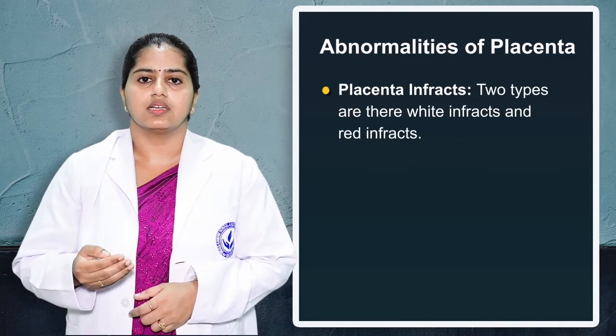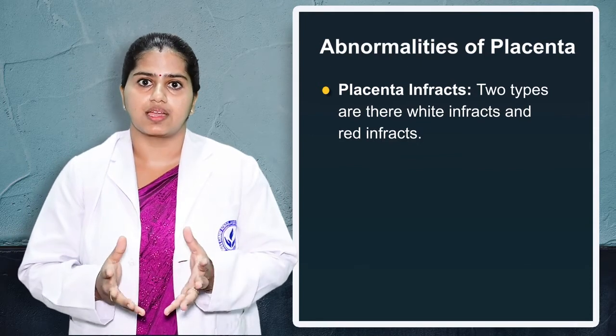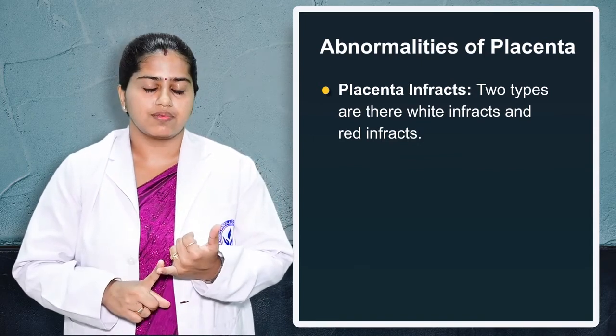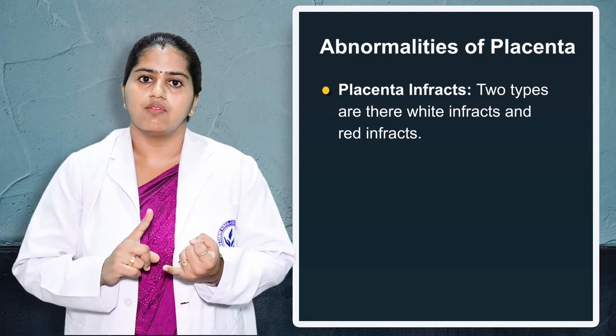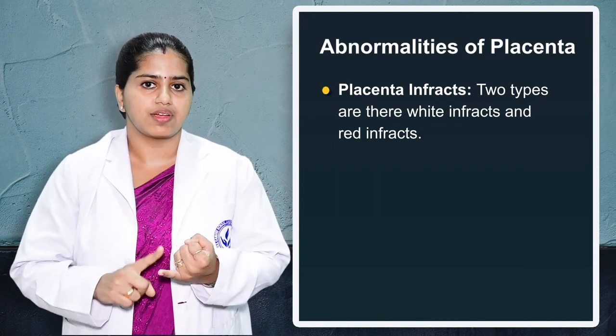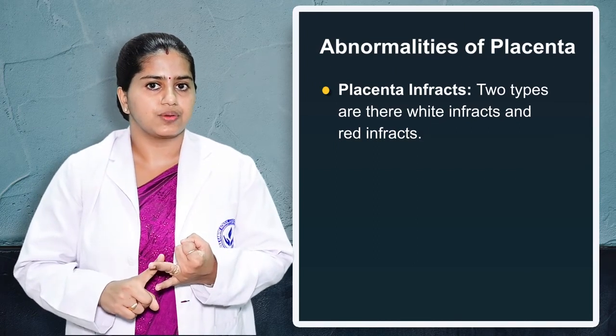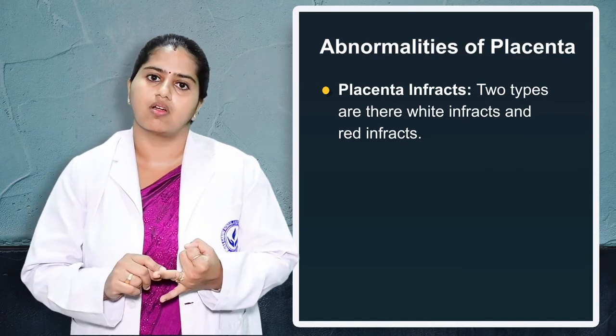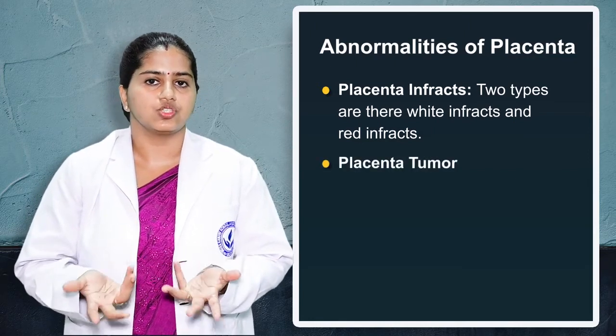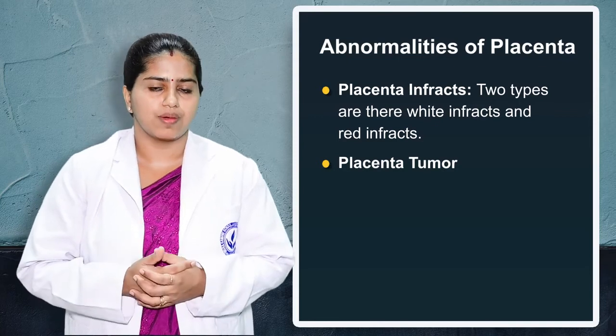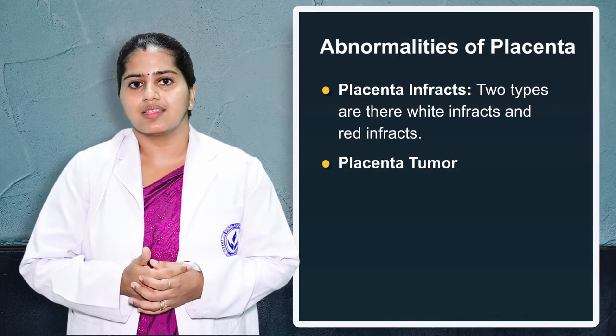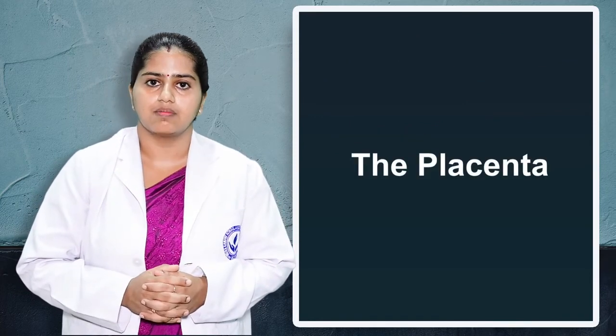Then next one is placental infarct. White infarcts will be there, red infarcts will be there. White infarct is due to calcium and fibrin deposition. Red infarct is due to the presence of old blood clots. The next one is placental tumor, chorioangioma conditions. So these are the main abnormalities that come under the placenta.